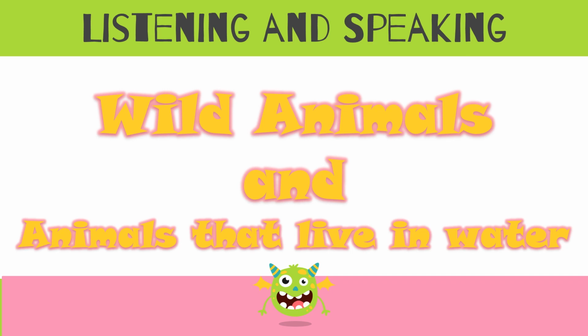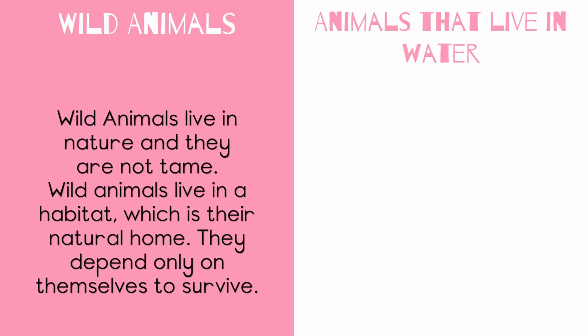This week I'm going to put 2 themes into one. It will be wild animals and animals that live in water. Let's first take a look at wild animals. Wild animals live in nature and they are not tame. What does tame mean? It means that the animals are not dangerous or frightened of people. They are domesticated. So wild animals are not tame.